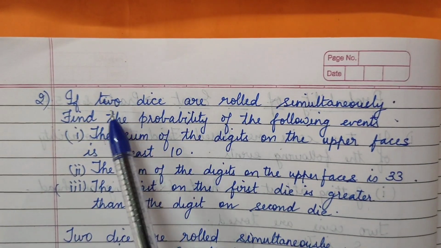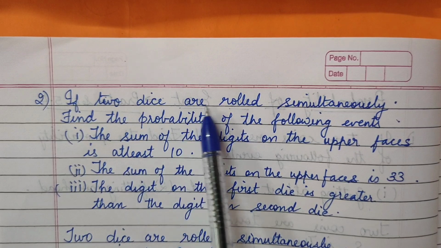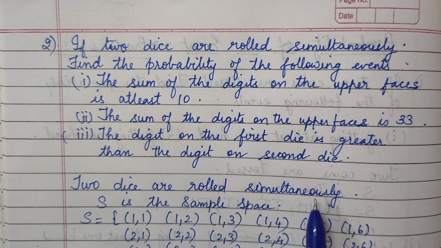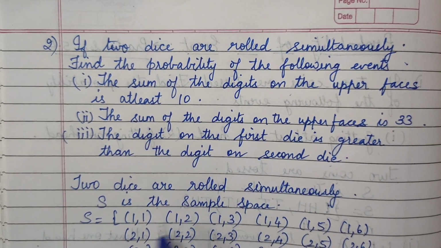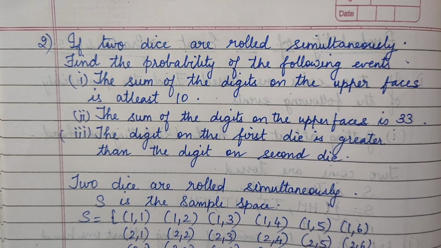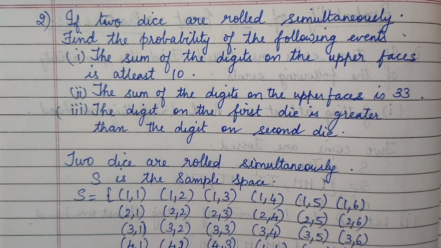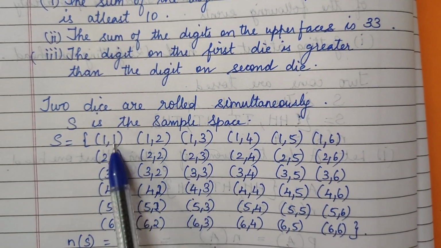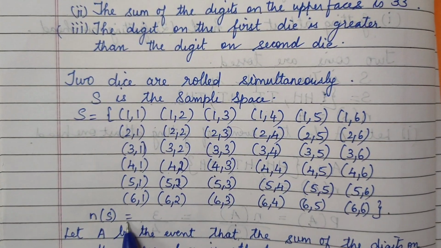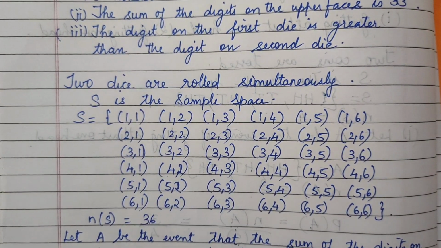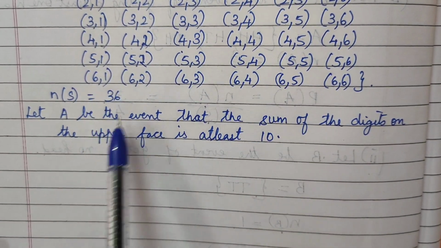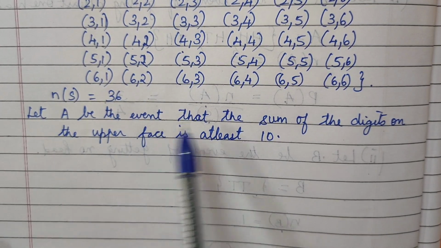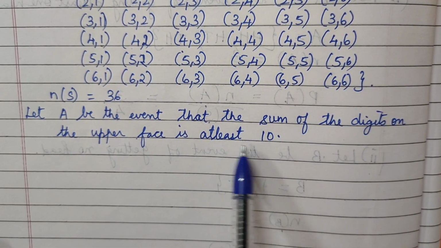Before that, first of all, as the experiment is here, if 2 dice are rolled, I have written it already, it saves time. 2 dice are rolled simultaneously. S is the sample space, and I have already taught you in the previous video how to write it so that we won't miss a single one. So here we have written it in proper order, and you can check, you will get N of S as 36 here. Let A be the event. As the name is not assigned for an event here, we have assigned it. Let A be the event that the sum of the digits on the upper face is at least 10.